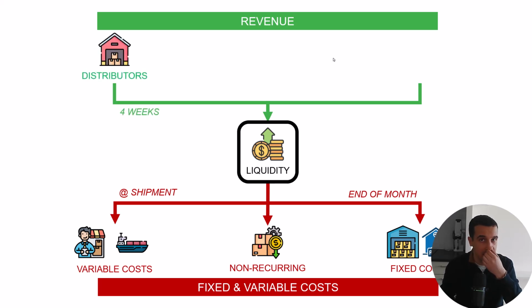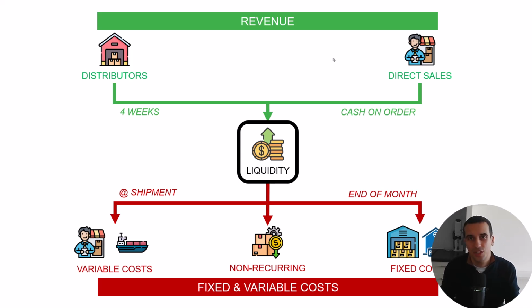So if you are working with distributors, you have higher revenue per order, but you are paid 4 weeks later. But if you are working with direct sales, you have the cash on order. So you are paid fast, but the margin is lower. So here, this is too complex for my friend that has to handle these daily issues that I said.